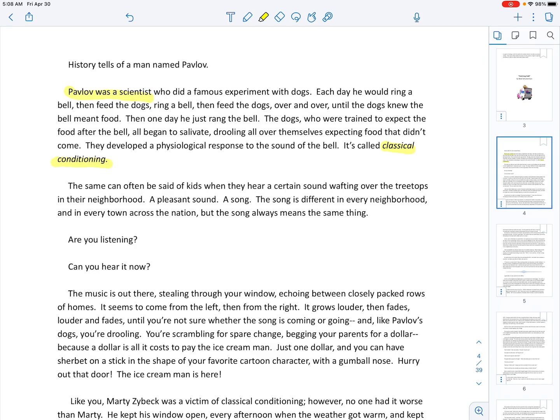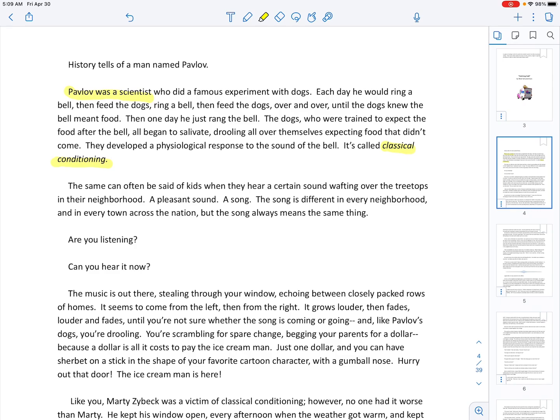The same can often be said of kids when they hear a certain sound wafting over the treetops in their neighborhood. A pleasant sound, a song. The song is different in every neighborhood and in every town across the nation, but the song always means the same thing. Are you listening? Can you hear it now?